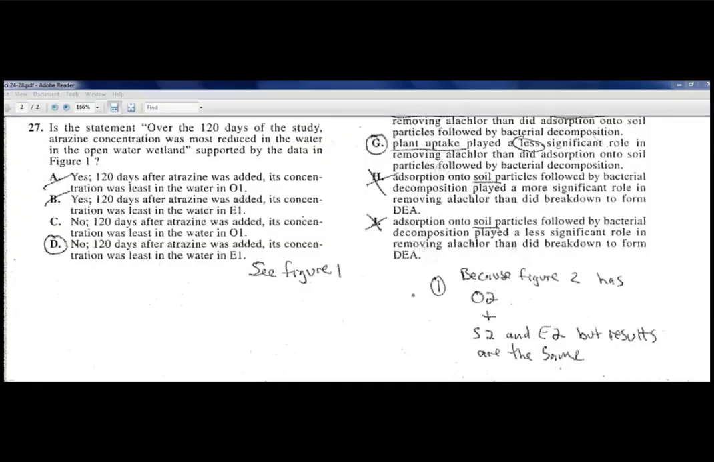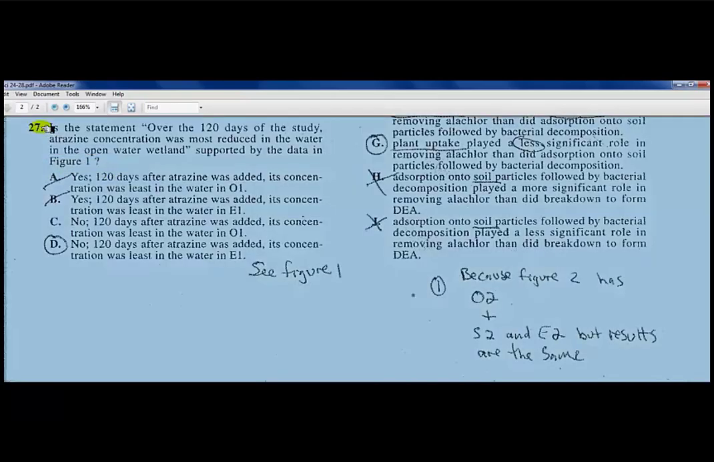Test 68C, Science, practice problem number 27. Number 27 states, is the statement, over 120 days of the study, atrazine concentration was most reduced in the water in the open water wetland, supported in the data in figure 1. First thing you need to do here, kids, is this. Number 1, make sure that you translate this into your own words.